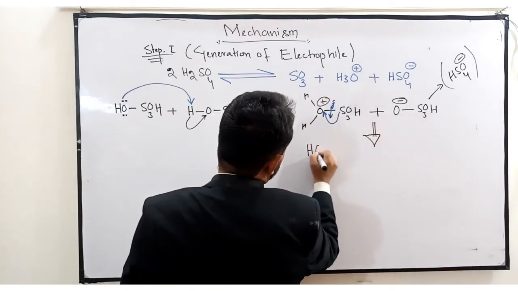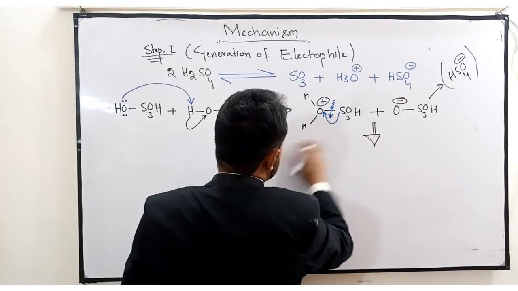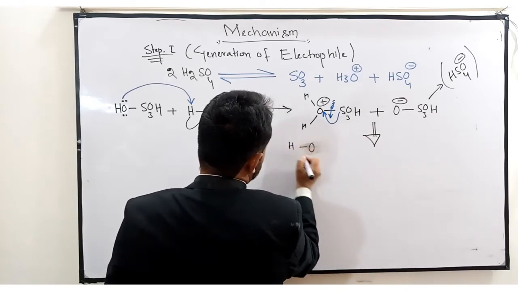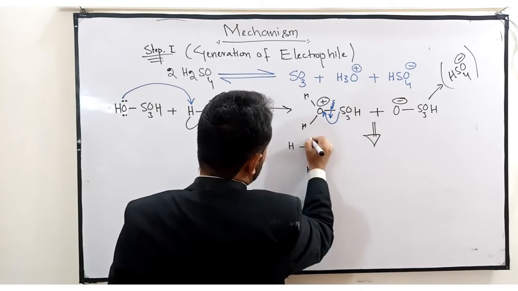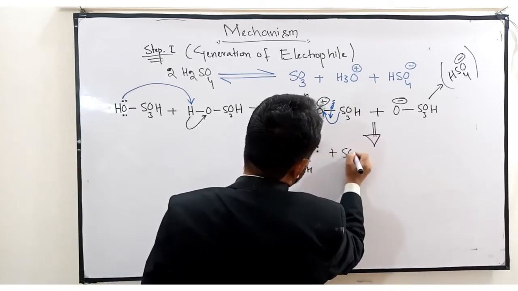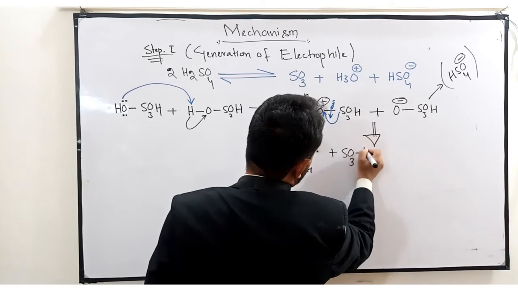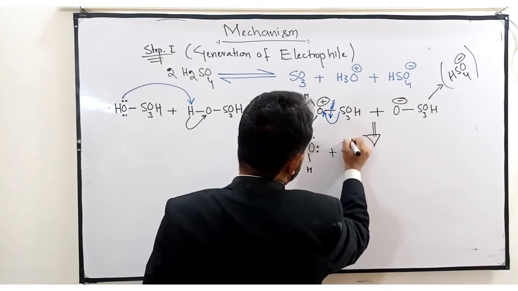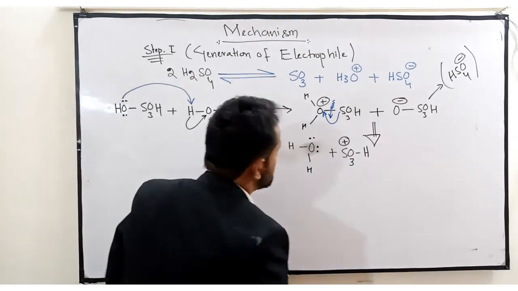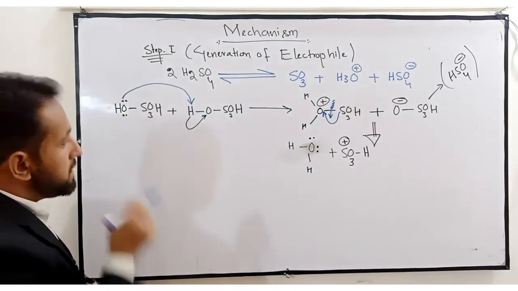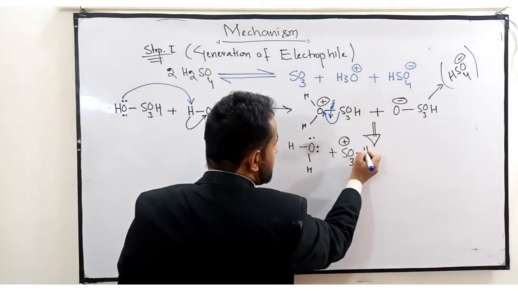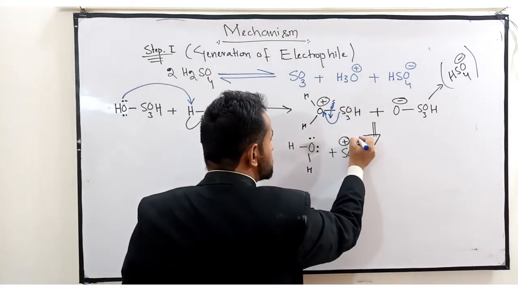This becomes simply a water molecule with two lone pairs. Again, there comes SO3H, a positive charge on the sulfur atom. Understand, isn't it? Now what will happen? Now look at this: sulfur will attract the electron from the hydrogen atom.